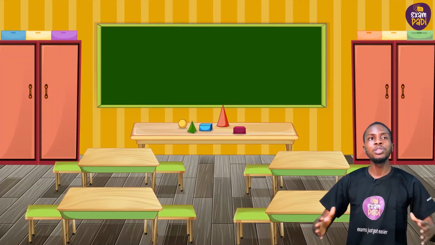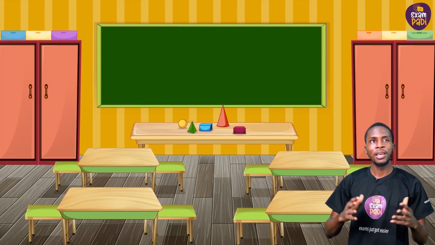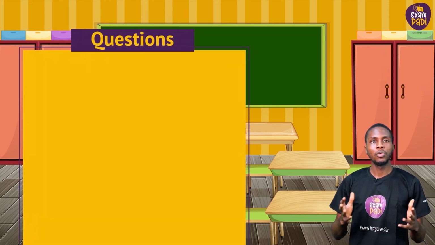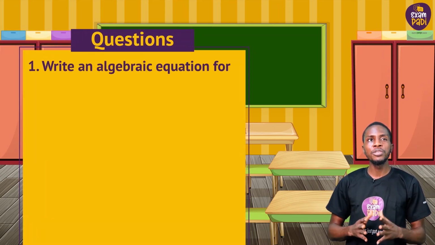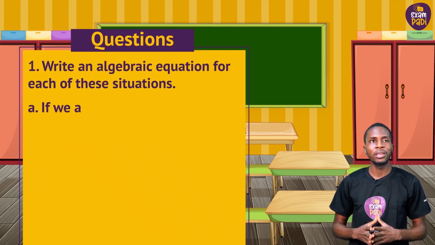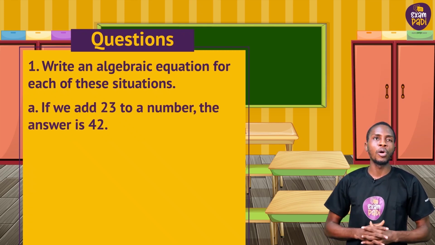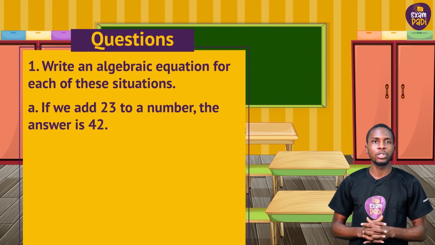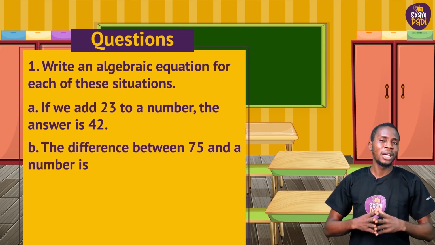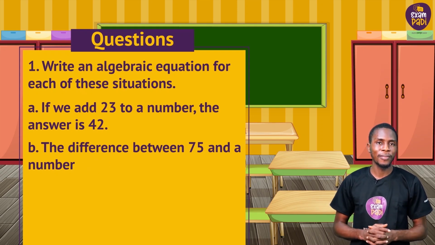We have come to the end of today's lesson. Here are a few questions to assess yourself. 1. Write an algebraic equation for each of these situations. A. If we add 23 to a number, the answer is 42. B. The difference between 75 and a number is 20.